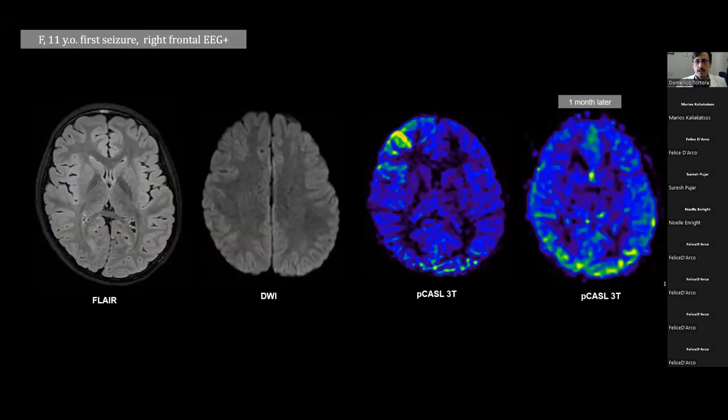They are always reversible. Perfusion changes related to seizure are, in any case, reversible and are no longer visible when we perform a follow-up in the interictal state.